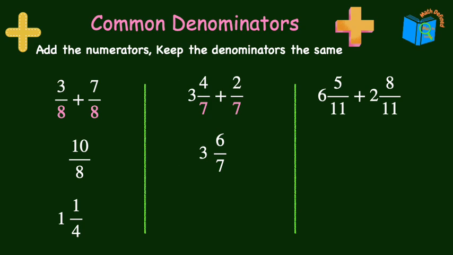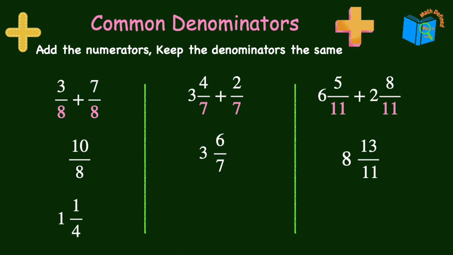Next, we have two mixed numbers. The fractions have a common denominator of 11, so we can start by adding the numerators. 5 plus 8 is 13, and we'll keep the denominator of 11. Next, we need to add the whole numbers, 6 plus 2 to get 8.